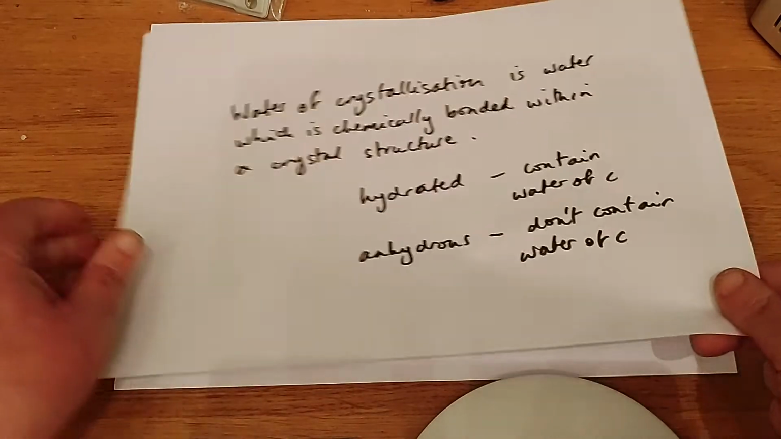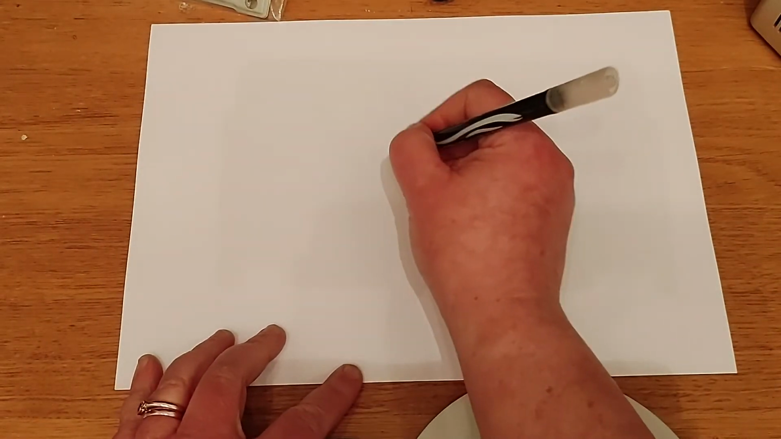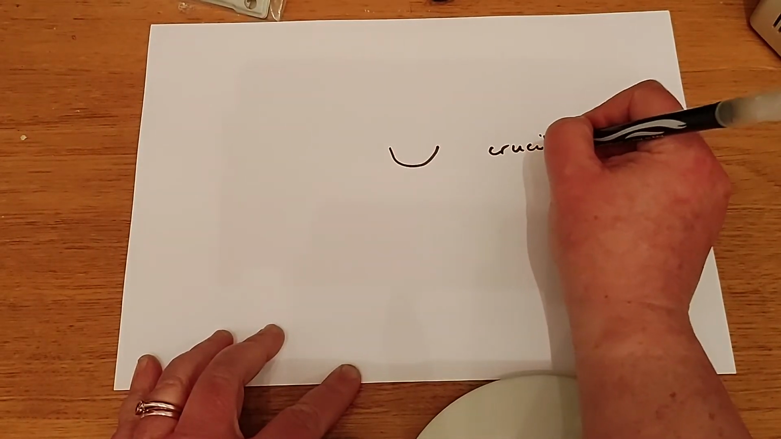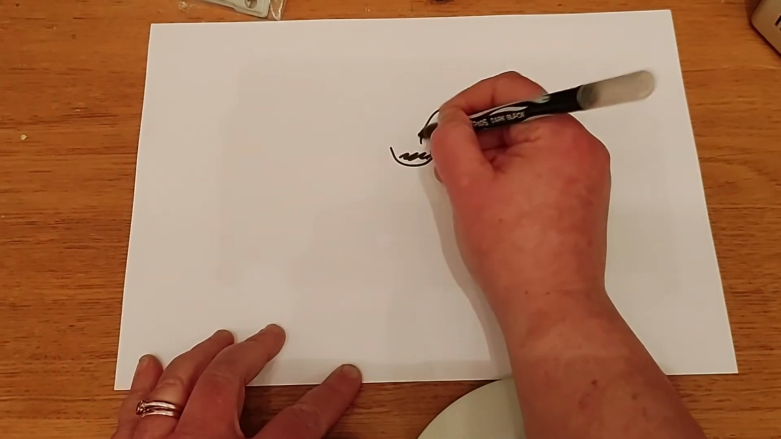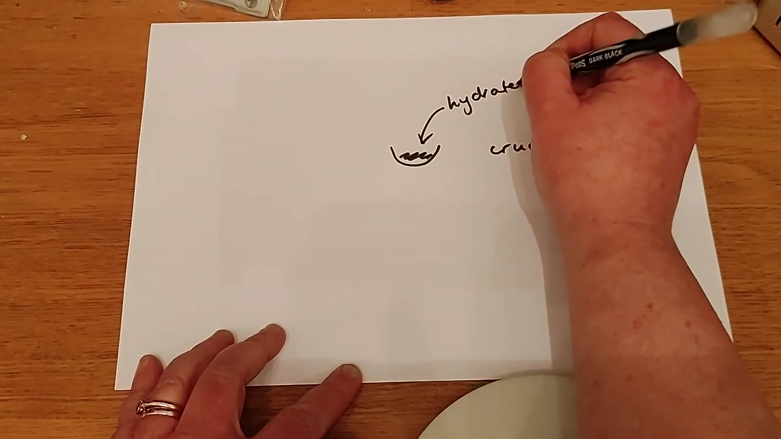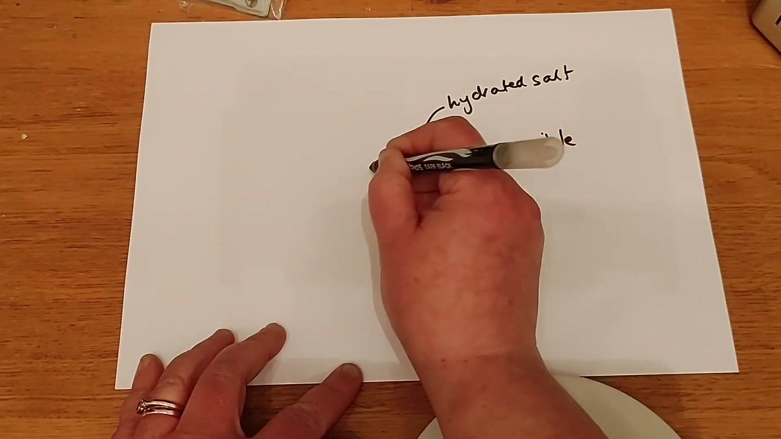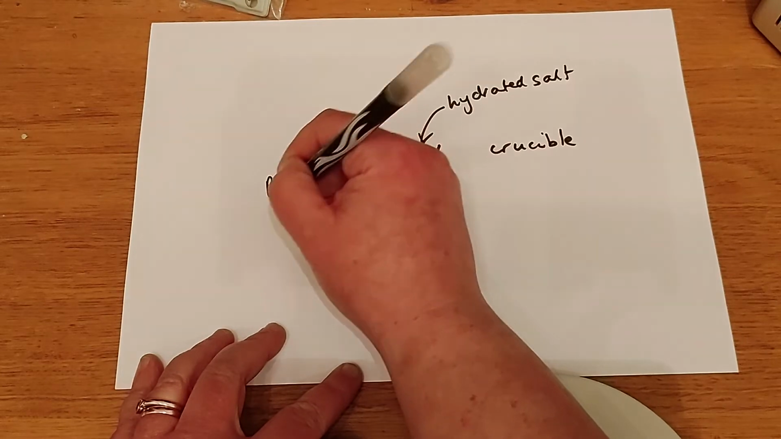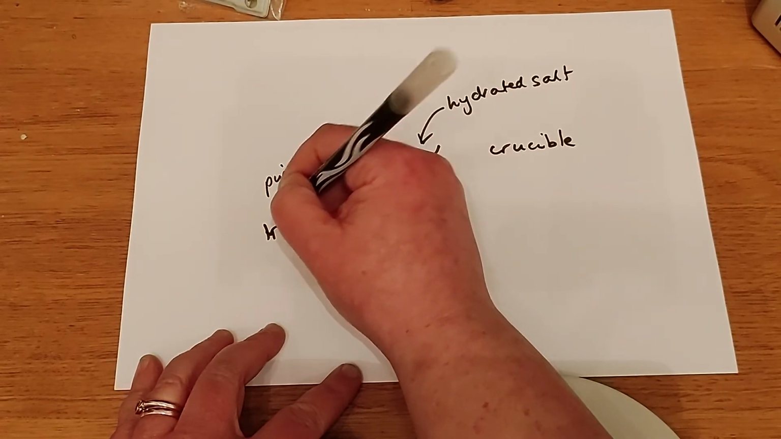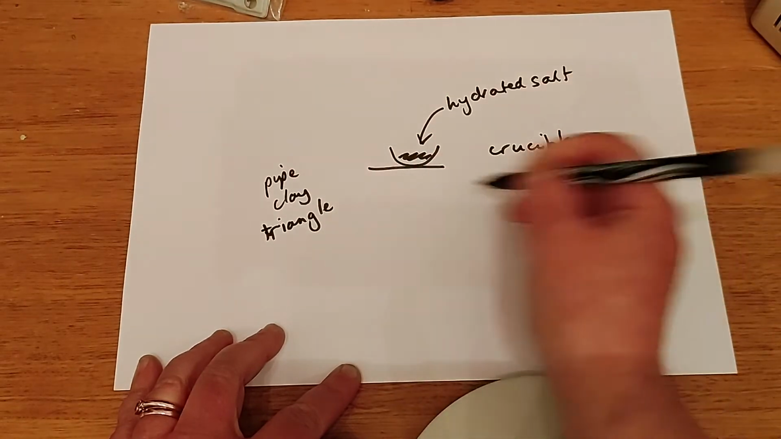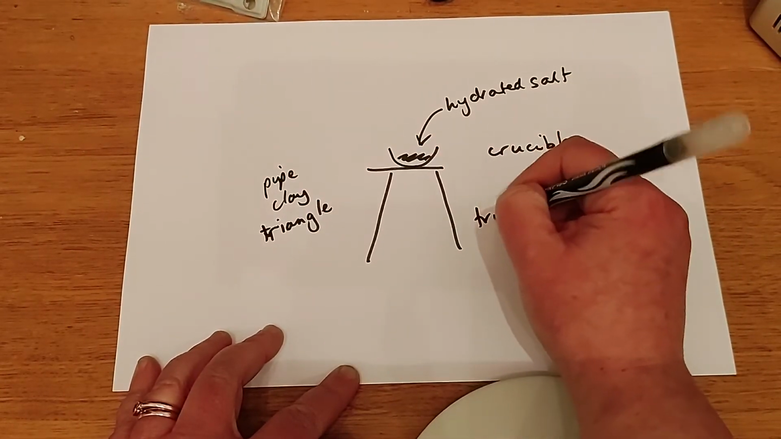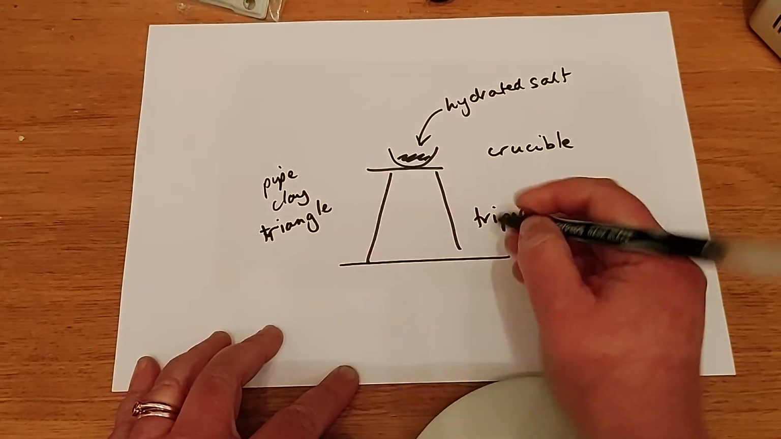All right. Now there was a little experiment that we did, which was calculating how much water of crystallization there was in a hydrated salt. We can do that because most hydrated salts lose their water of crystallization when you heat them up. So the apparatus you would need for that would be a crucible. And then you put the hydrated salt in the crucible. The crucible then sits on a pipe clay triangle, and on a tripod, and on a heat-proof mat.